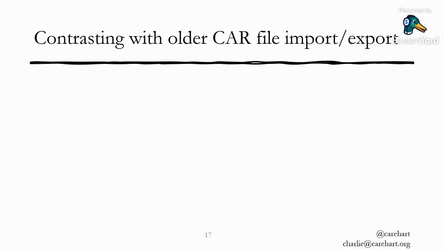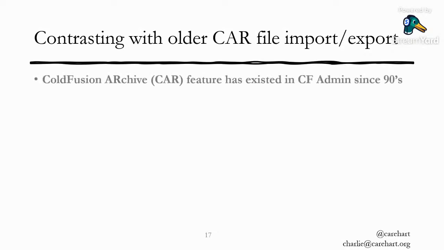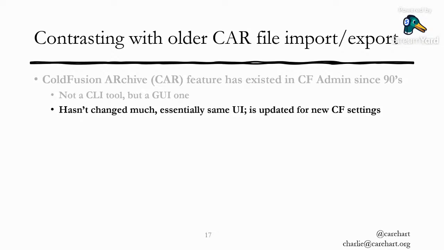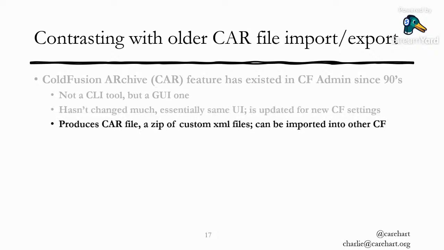So some of you know that there was this older ColdFusion archive CAR import mechanism that's been there since the 90s, literally. And it's not a CLI tool, it's a GUI tool, and it really hasn't changed much. The UI looks just like a 90s Java GUI tool, just like the WSConfig tool does. But it is updated for newer CF settings. So it's a cool tool. You recommend you use it, but some people don't want to use a GUI. And it produces a CAR file, which is a zip, and it's a zip of not just the XML files, but some customized XML files for use by this tool. And then that CAR file can be imported into any CF instance.